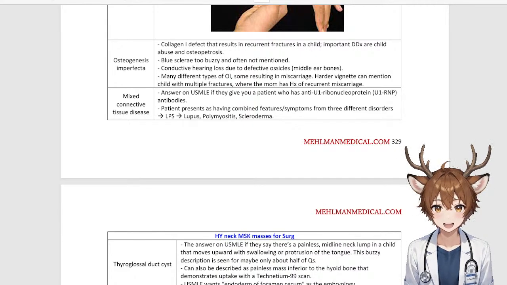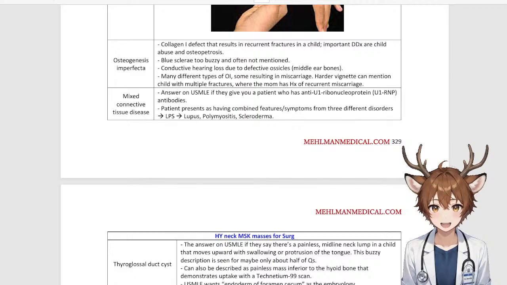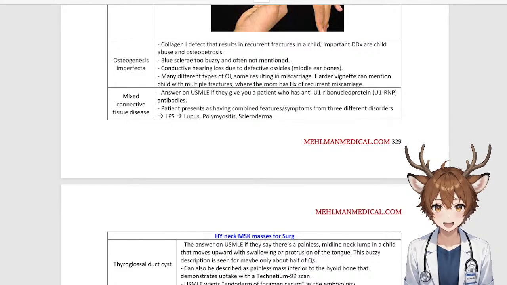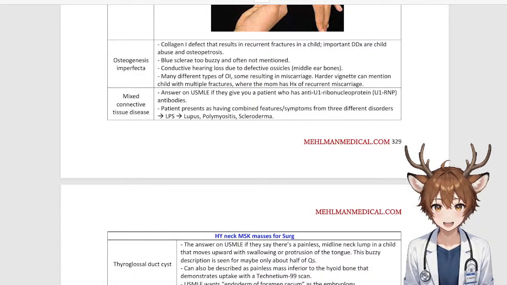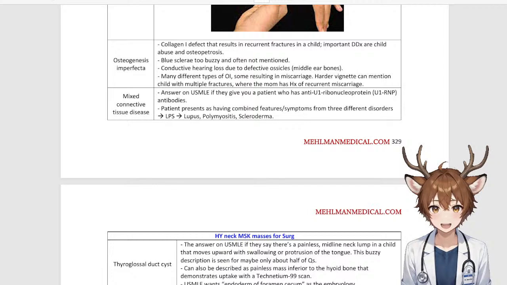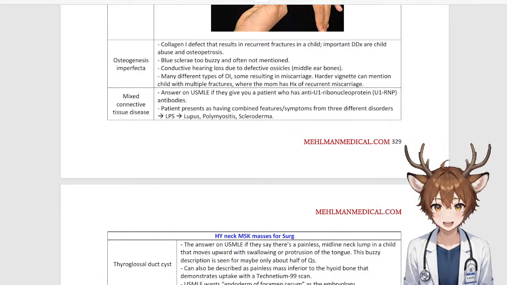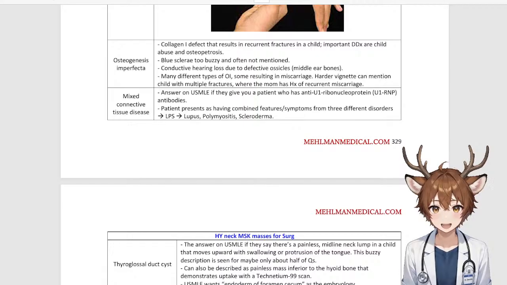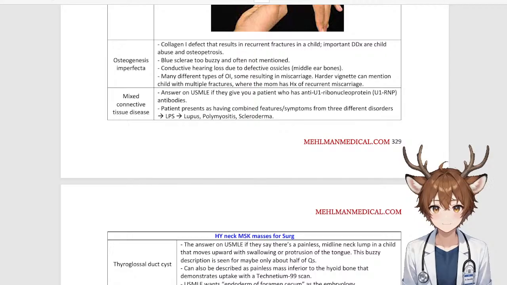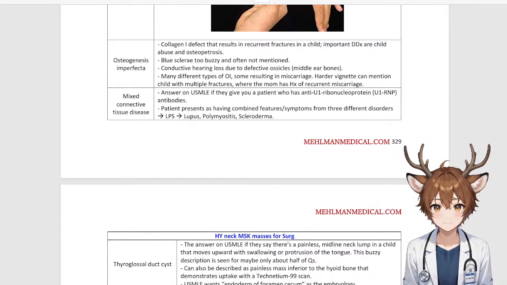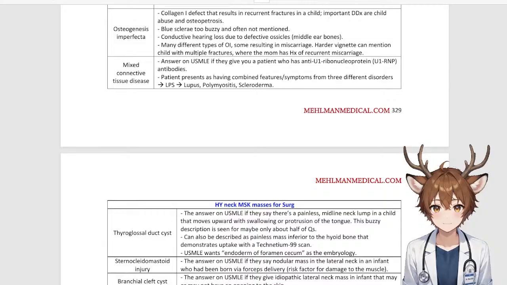Mixed connective tissue disease. The answer on USMLE if they give you a patient who has anti-U1 ribonucleoprotein, U1 RNP antibodies. Patient presents as having combined features and symptoms from 3 different disorders: lupus, polymyositis, scleroderma. Let me read that again. So from 3 different disorders, lupus, polymyositis, scleroderma. Those are things you have to be worrying about in this context. Again, that's related to anti-U1 ribonucleoprotein antibodies.